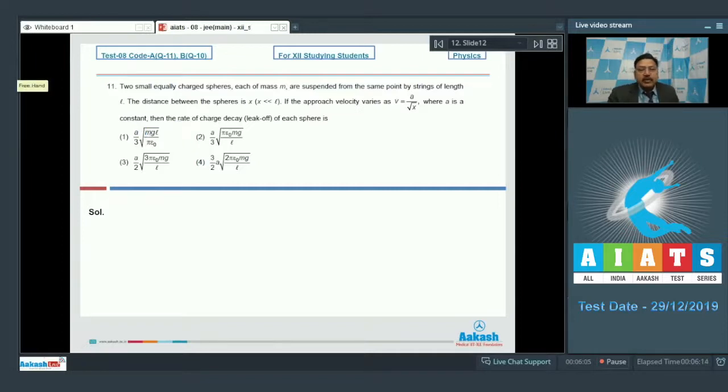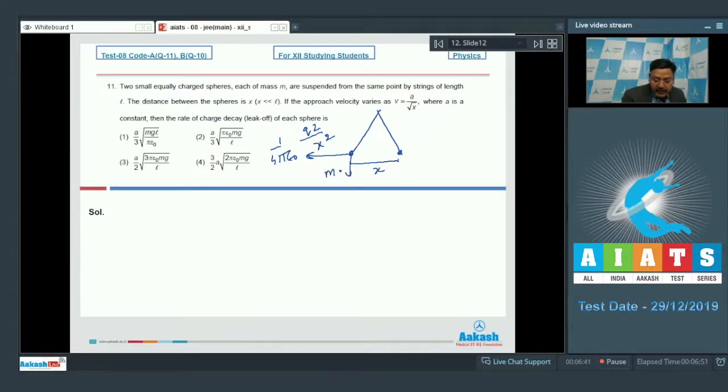Well, the way to solve this question is, we just draw the situation schematically. These are the two spheres. Distance between them is x. This is the point of suspension. So the electrostatic force, let's consider the left sphere now. The electrostatic force will be 1 by 4 pi epsilon naught, and if they have charge q each, it's q square upon x square. Then of course there is weight mg, and there is tension T in the string.